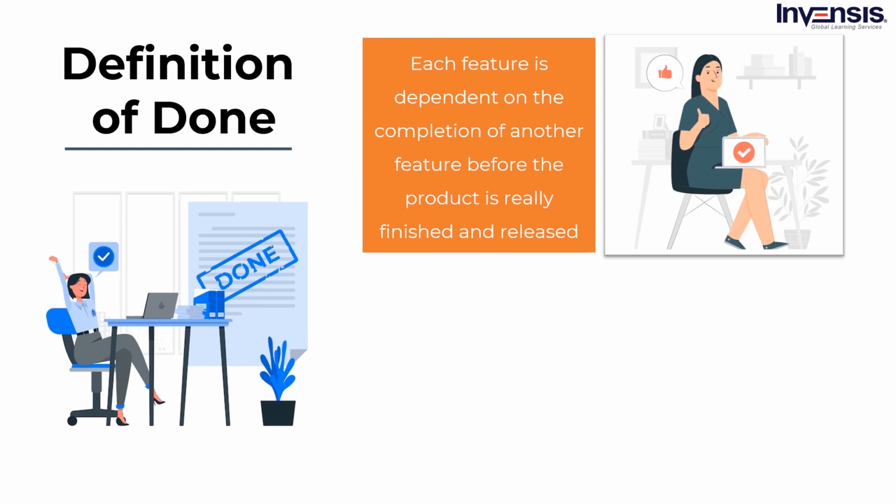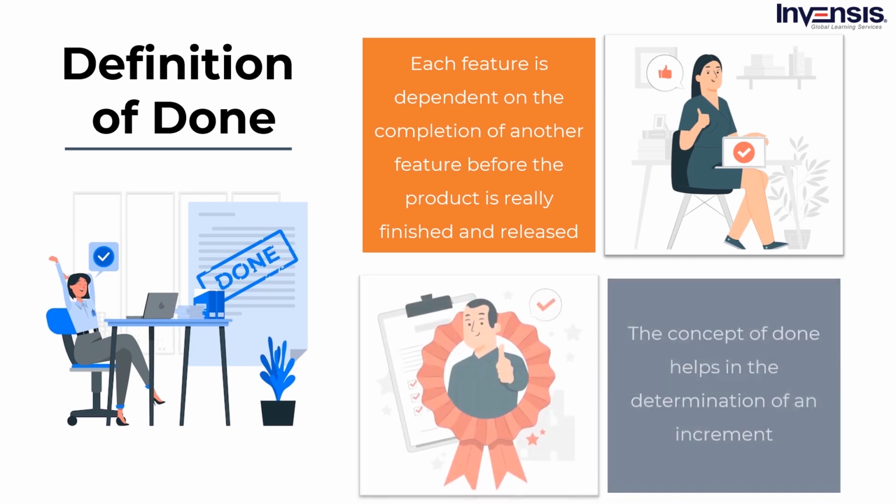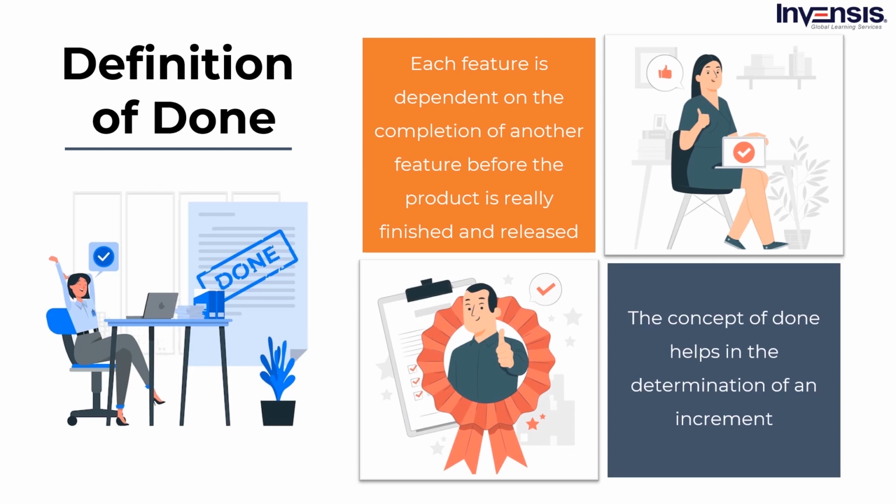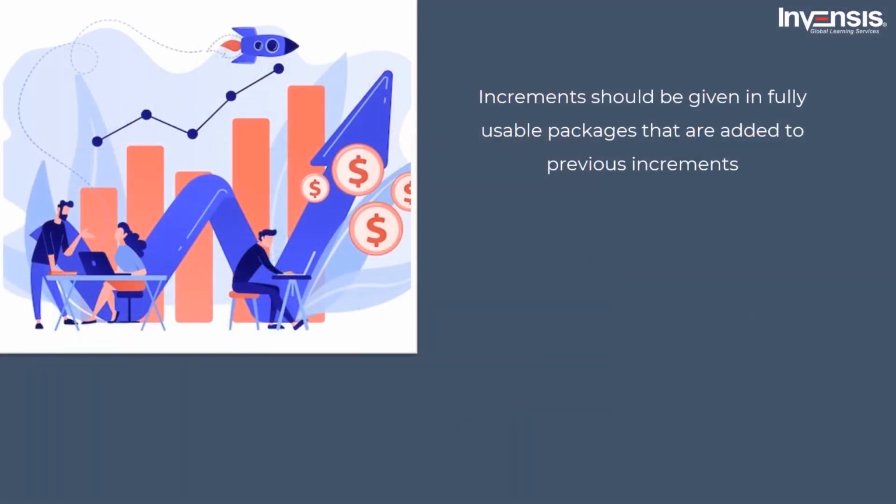Let's say, for a development team, the program is covered with automated tests, which match a particular specification, and is deployed to a production environment. When assessing available Scrum tasks, a team that lacks a defined definition of done will frequently find themselves in sprint review wondering, is this done? The concept of done helps in the determination of an increment. Increments should be given in fully usable packages that are added to previous increments.